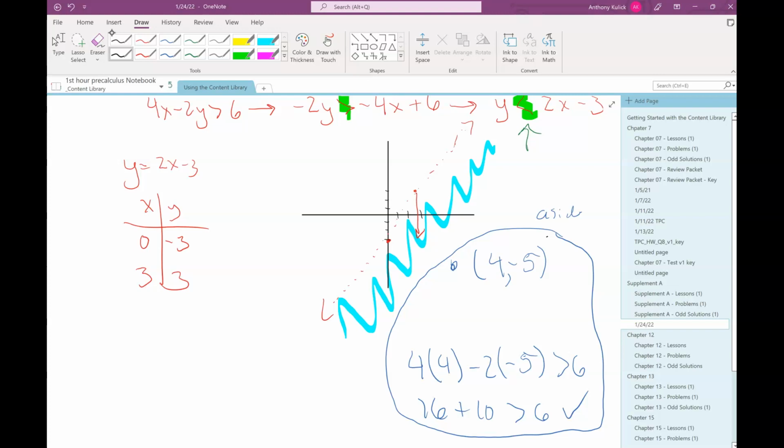Grace? I just was saying any point in the shaded area should satisfy my inequality. You're welcome. Yeah, no problem. Sometimes I get going a little fast and it's tough to, you know.